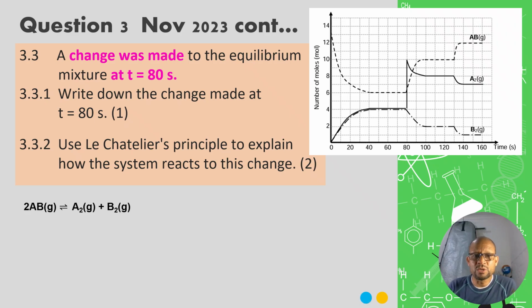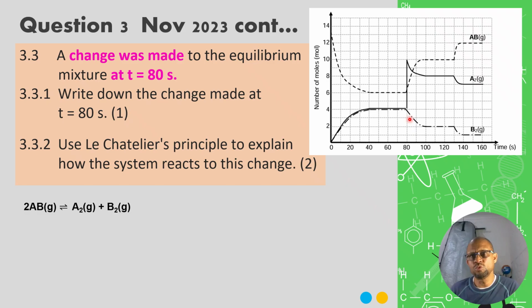Okay, our next question. In this case, a change was made to the equilibrium mixture at time t equals 80 seconds. So we can see there is time t equals 80 seconds, and we need to be able to write down what change was made at time t seconds. Now, in the previous question, we noticed that there was a sharp drop in the graph, and one of the lines was longer and the other one was slightly shorter.